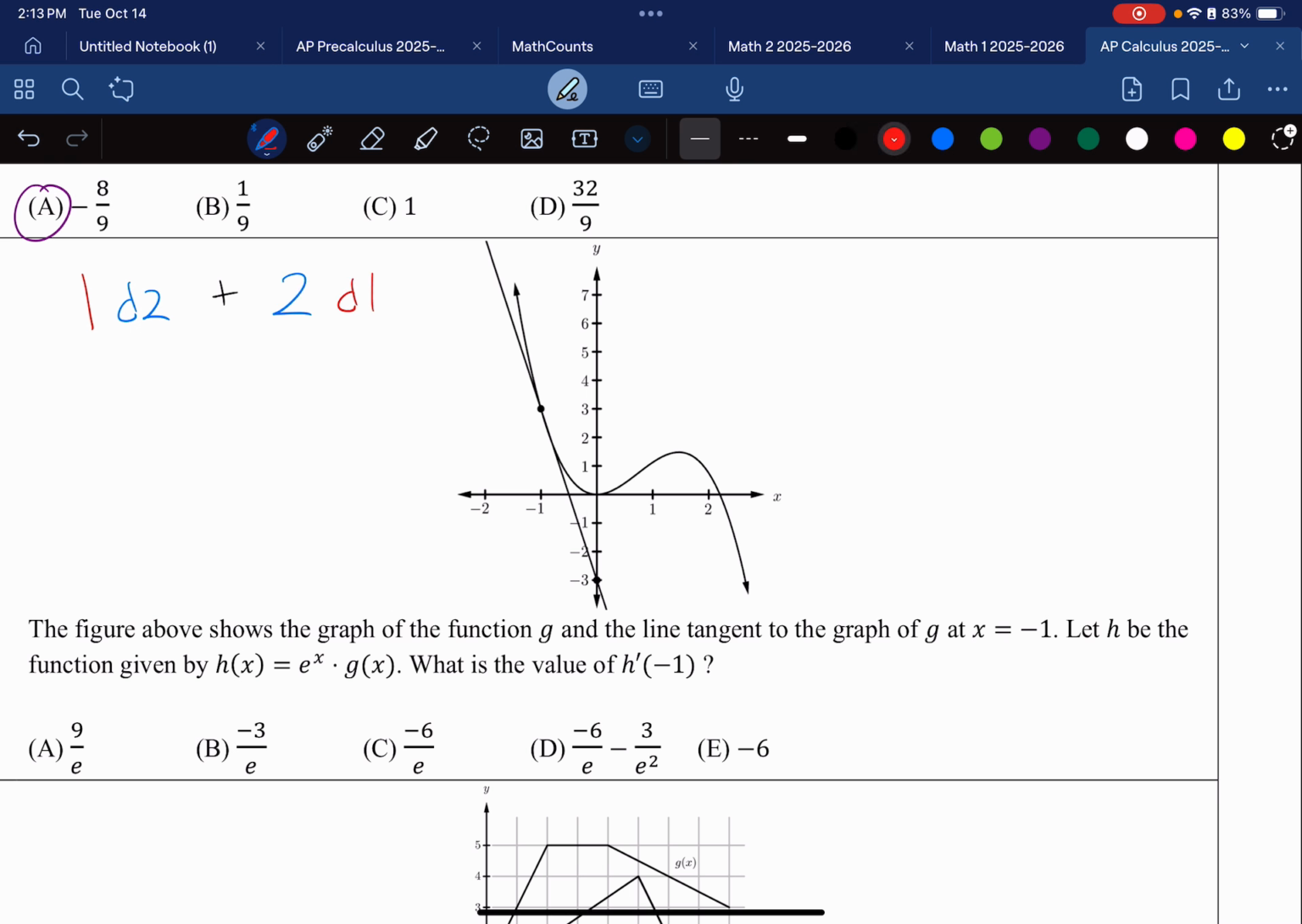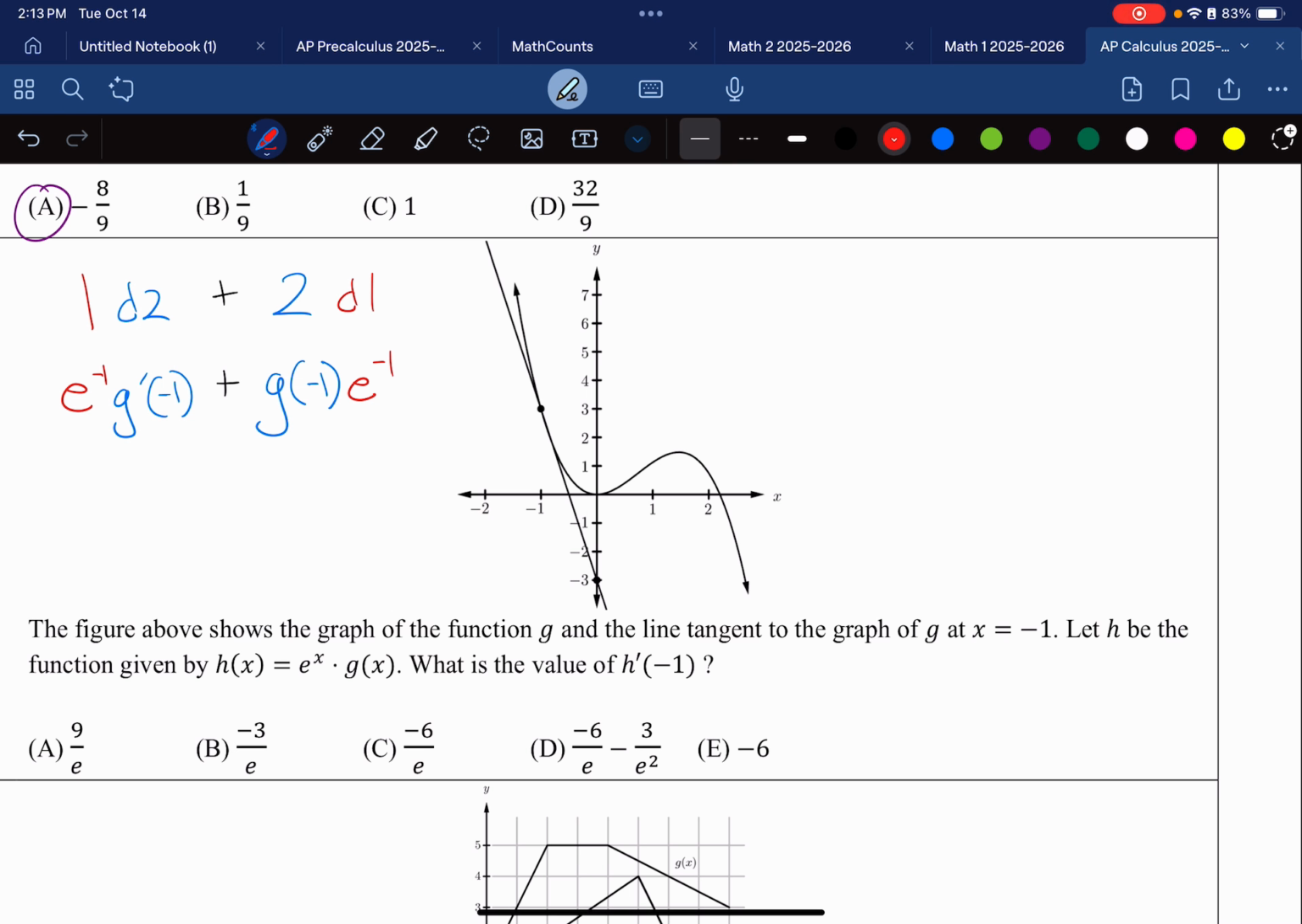Okay, so what is 1? 1 is e to the power of x. So I say e to the power of, instead of x, I'm going to say -1. Times d2. The derivative of 2 is the derivative of g of x. So I'll say g prime, g prime, and then we'll plug in -1. Plus 2 is just g, and I'll still say -1, times the derivative of 1. So the derivative of e to the power of x is just e to the power of x. Instead of saying e to the power of x, it's e to the power of -1.